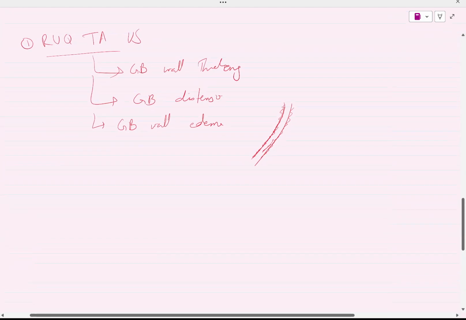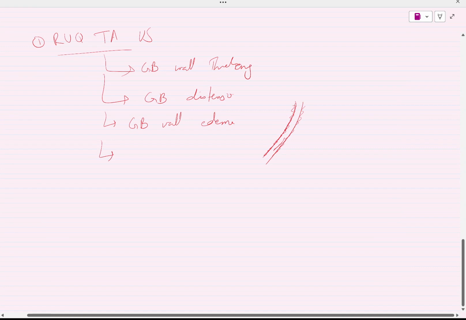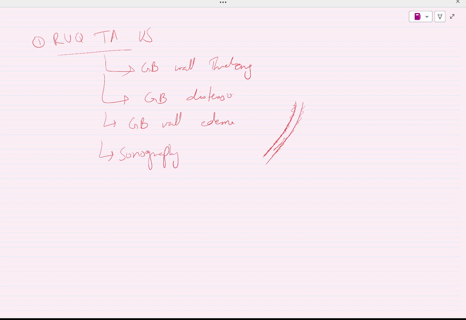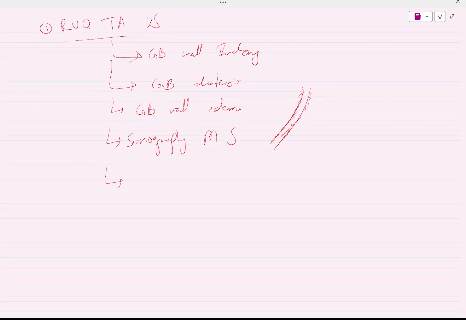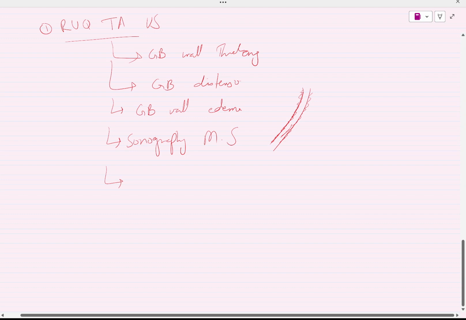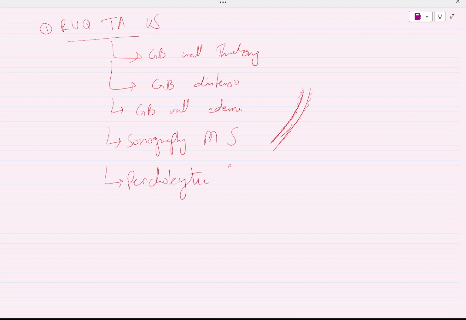So the next thing is when you press the probe on the gallbladder site, there will be a positive Murphy sign or sonographic Murphy sign. When the probe touches the gallbladder, there will be tenderness, sonographic Murphy sign. So what else can we find on right upper quadrant transabdominal ultrasound? Pericholecystic free fluid.